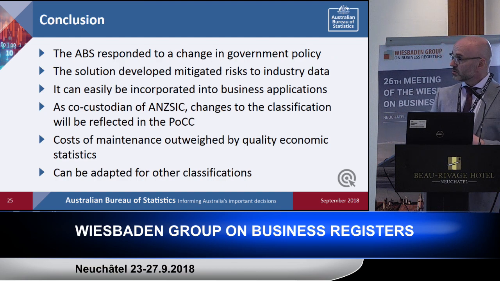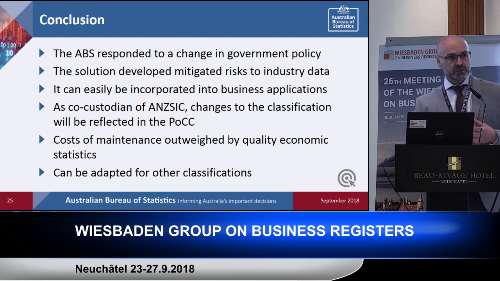So just to summarise, we were forced to respond to a change in government policy that would impact on our data quality. We created a solution that mitigated those risks to our industry data. The solution can be incorporated into other business applications quite easily. And one of the main advantages is that the ABS has control of both the classification and the tool. So if we wanted to update the classification in consultation with Statistics New Zealand, of course, we could reflect those changes immediately in the tool.